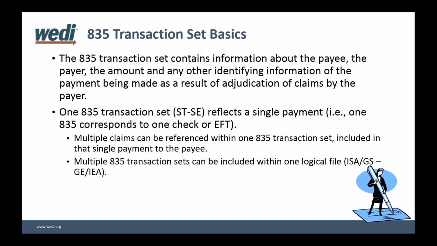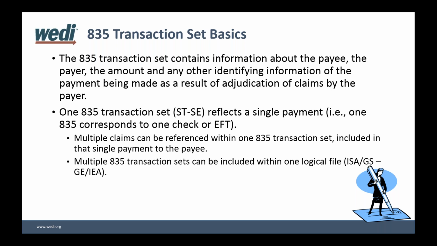One 835 transaction set, and referring to the 835, it's an ST to SE loop, reflects a single payment. A single payment is one 835 that corresponds directly to one check or an EFT. Multiple claims can be referenced within one 835 transaction set. It may be 5 claims, it may be 4,000 claims, it may be no claims actually in effect, but all of those are included in a single payment to the payee.